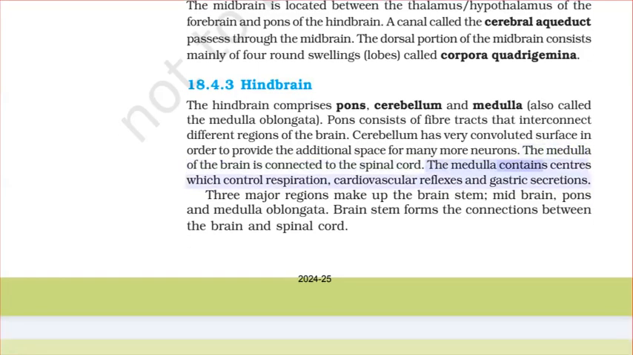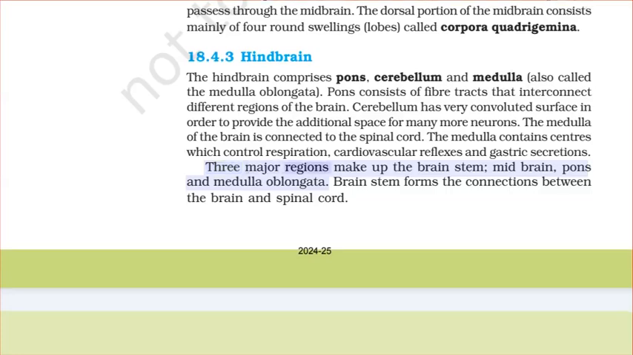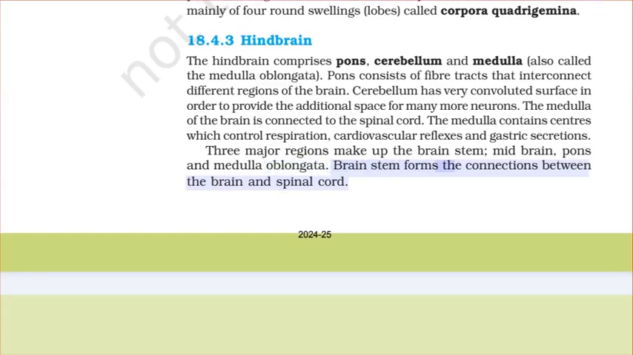The medulla contains centers which control respiration, cardiovascular reflexes, and gastric secretions. 3 major regions make up the brain stem: midbrain, pons, and medulla oblongata. Brainstem forms the connections between the brain and spinal cord.